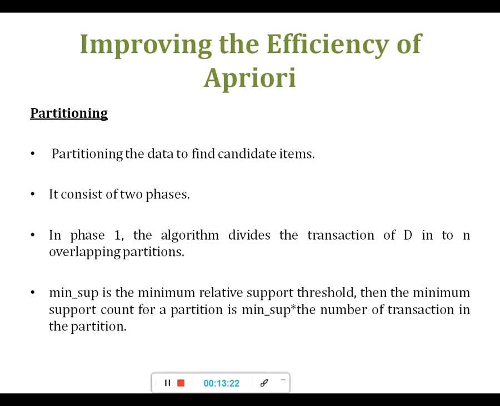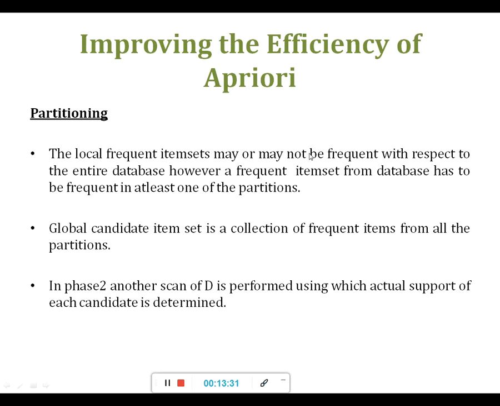According to the number of transactions in that partition, the minimum support count is also reduced. So this is phase 1, and a local frequent item set may or may not be frequent with respect to the entire database. However, a frequent item set of the database has to be frequent in at least one partition. Suppose we partition the database: a particular item set may be frequent for that partition only, but not for the whole database. Such an item set is called local frequent, because it is frequent only for that particular partition but infrequent for the entire database.